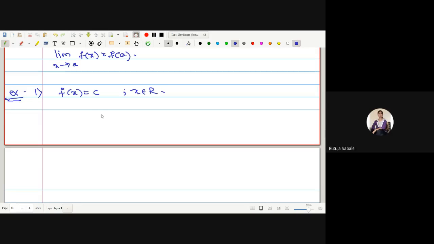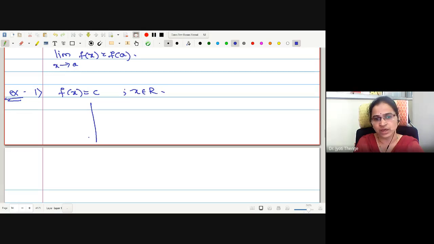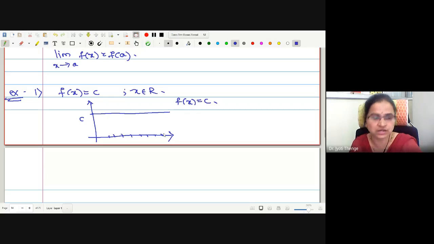Yes, ma'am. Yes, it is continuous. Okay. How is this going to be represented on a 2D plane? Suppose somewhere here is my value c, then f of x equals c means what? This will be a horizontal line. For every value of x in R, the value of f of x is c. Therefore, this is the graph of the constant function.